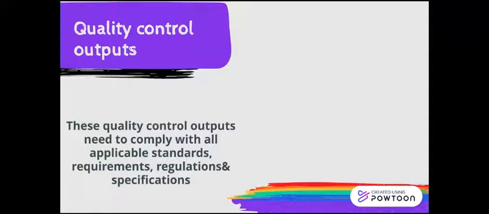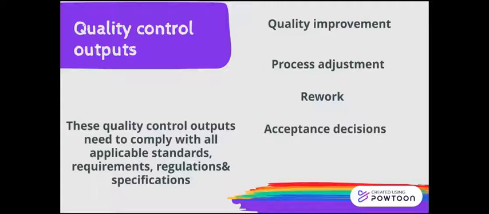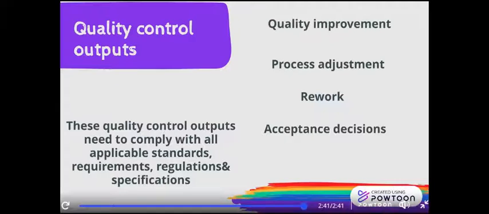These quality control outputs need to comply with all applicable standards, requirements, regulations, and specifications. And some of the quality control outputs are quality improvement, process adjustment, rework, and acceptance decisions. Quality control will measure these outputs of the project to determine whether they meet the acceptance criteria or not.